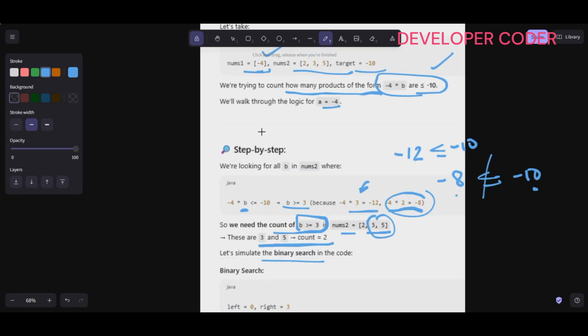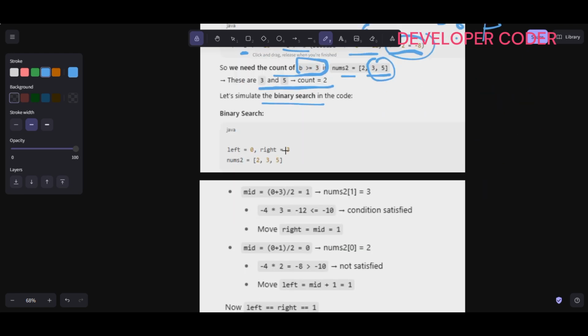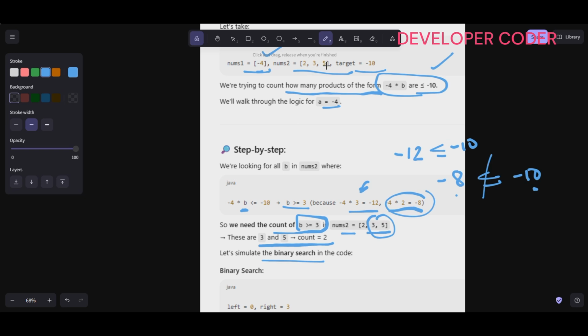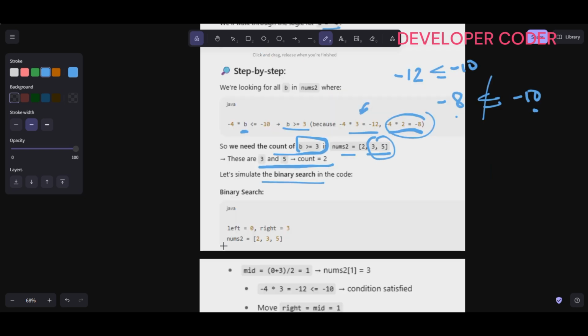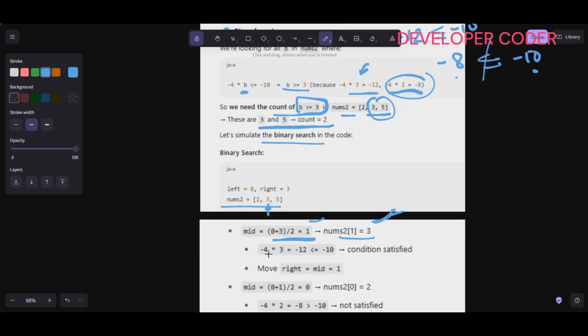This is the case where a is negative. Here left is equal to 0, right is equal to 3, right? This is your nums array, size is 3. The mid index you are going to get is 0 plus 3 divided by 2, which is 1. So nums2 of 1 is 3. With this 3 you check -4 times 3, and the condition is satisfied. This is the negative side, a negative value of a. Here this is 0, this is 3, and here you get mid 1. So until here an answer is possible, right?